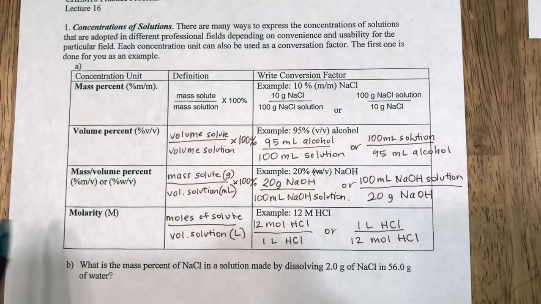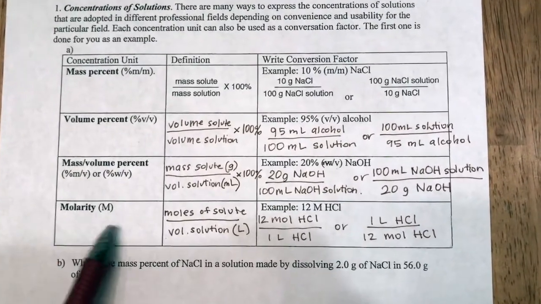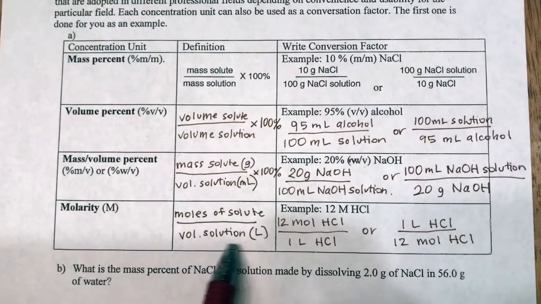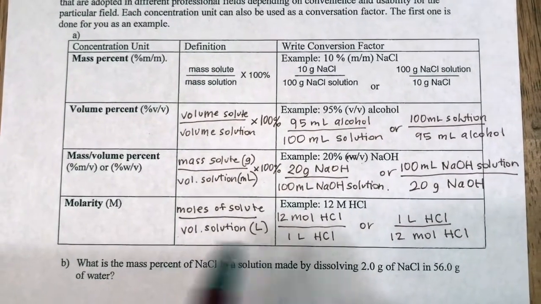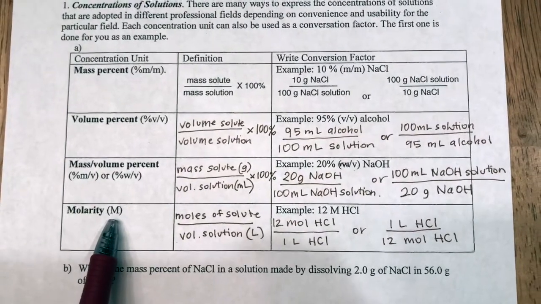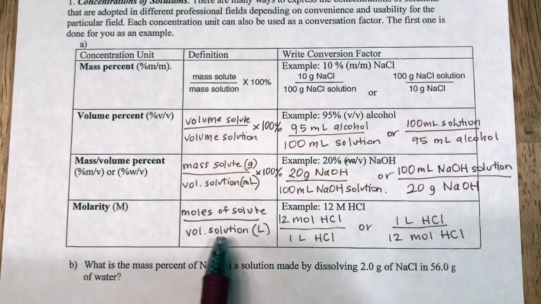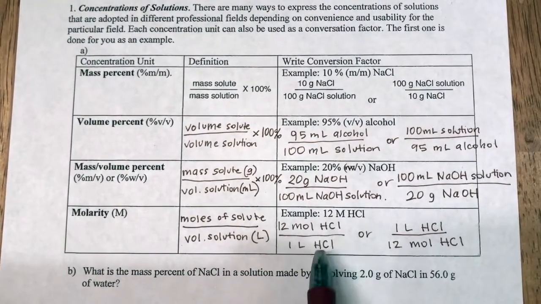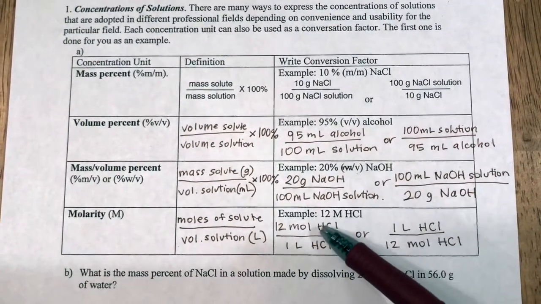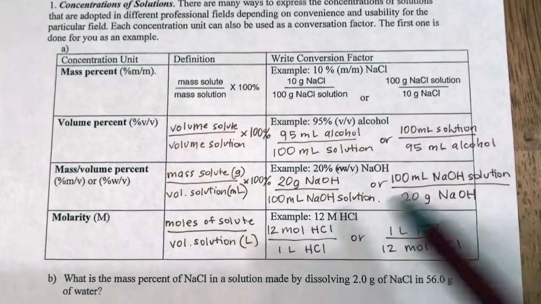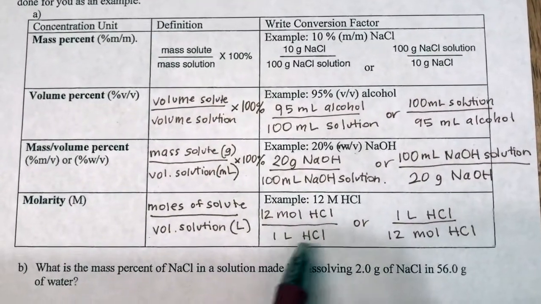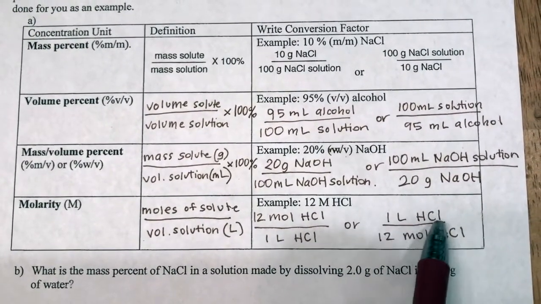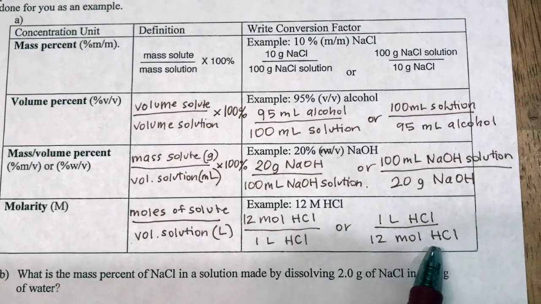So the last concentration unit that's used is molarity, and that just translates as moles of your solute over the volume of your solution in liters. Molarity is represented by a capital M, and for volume you also want to make sure that it's in liters, not milliliters. So for example, for a conversion factor, 12 molar HCl translates as 12 moles HCl per 1 liter HCl, or 1 liter of HCl per 12 moles of HCl.